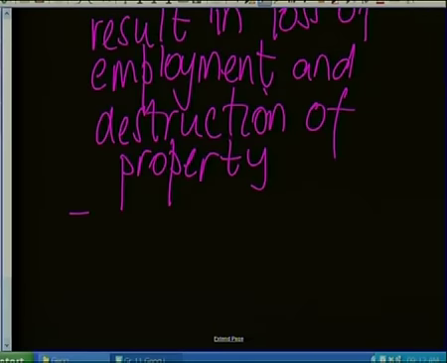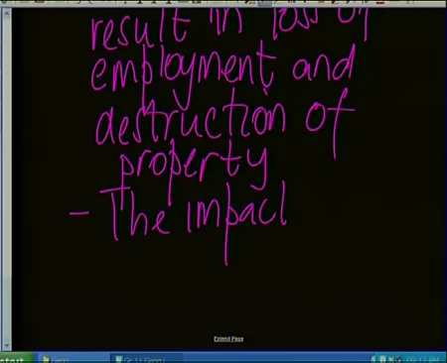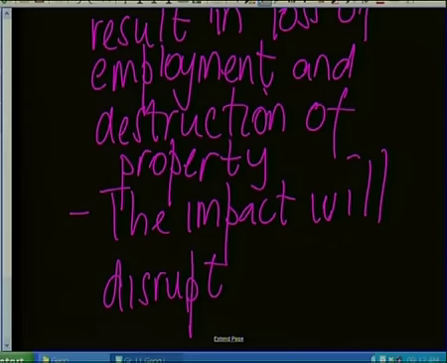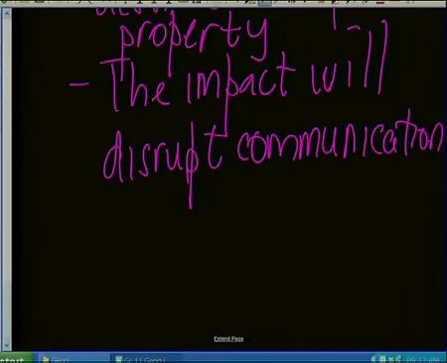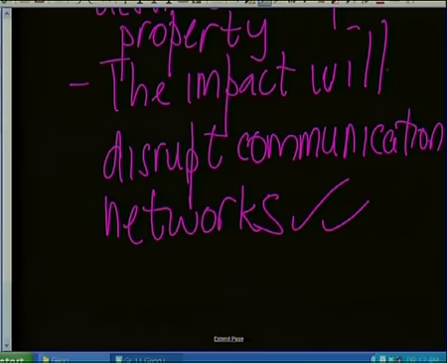A further answer could be the impact will disrupt communication networks. And this will afford you the full 4 marks, although we've given 3 points. So in essence, what you need to understand is the following.